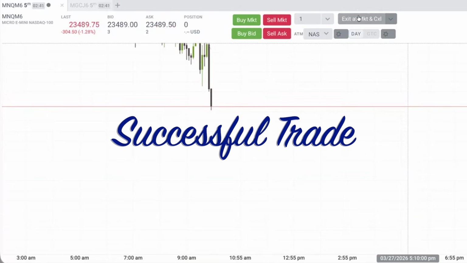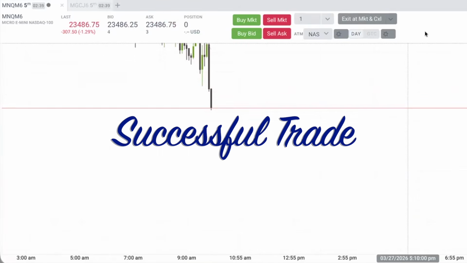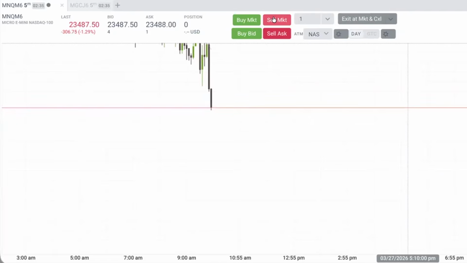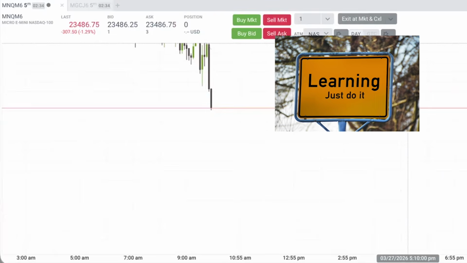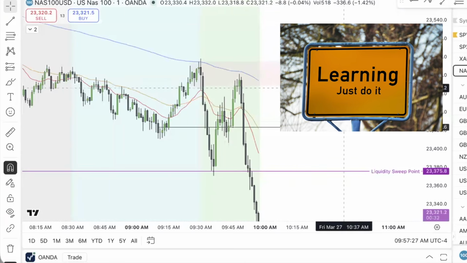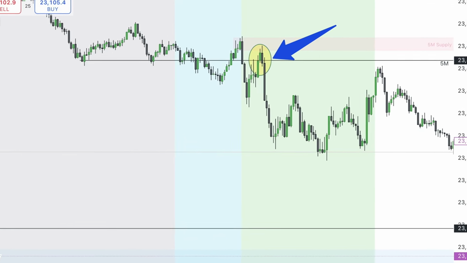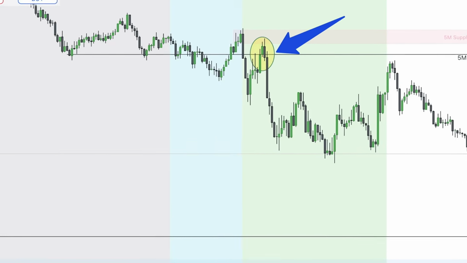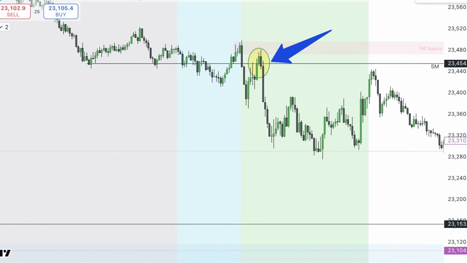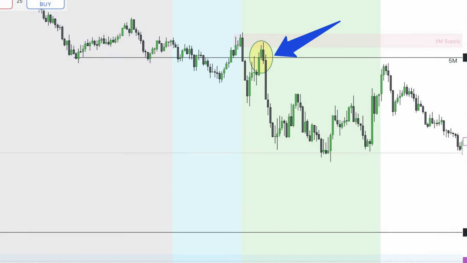So this was a quick scalp to the downside. Remember, the goal is not to take every setup. It's to recognize the moments when the market is clear. And often when that happens, we know that price is returning to the level and it's showing confirmation.